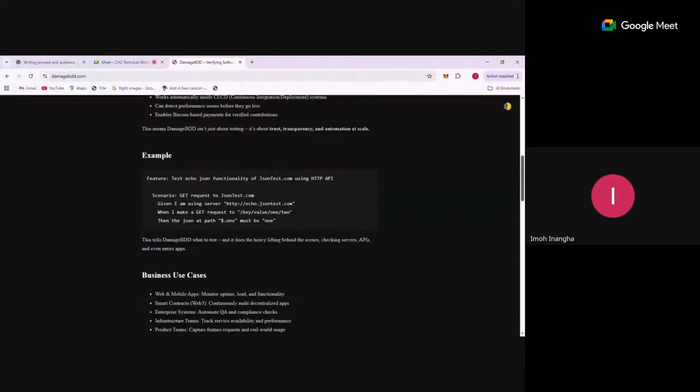Okay, now better. So now this tells Damage BDD what to test, and it does the heavy lifting behind the scenes, checking servers, APIs, and even the entire app. Now, I want to search for tomato. Now, this is the API I'm getting this tomato from, my data. Remember, if you've not built a website before, in every website there is a back end and there's a front end. Front end is what you see, back end is what you don't see. So you don't see the codes that have been written for that website.